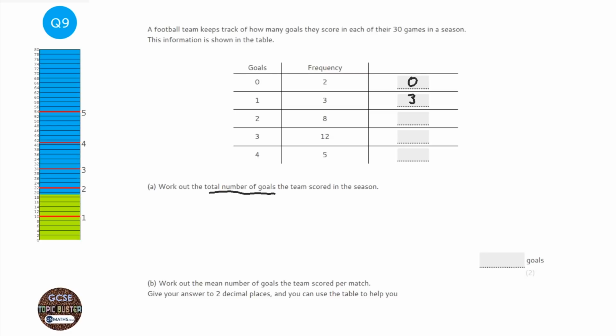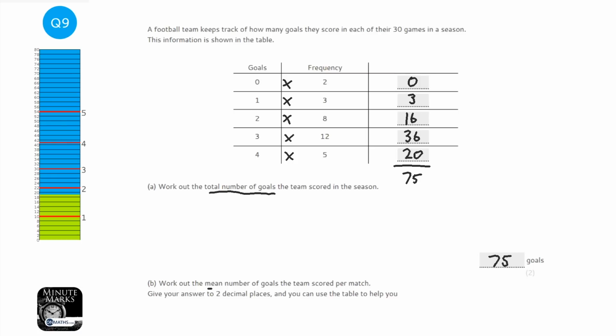In 8 of the matches, they scored 2 goals. So that's 16 in total. And all I'm doing here is timesing these 2 together. 12 matches with 3 goals, so that's going to be 36. And in 5 matches there were 4 goals, so that's 20 goals in total. Now in total, we're going to add those together, so 3 plus 16 plus 36 plus 20, which is 75. So they've scored 75 goals in total.